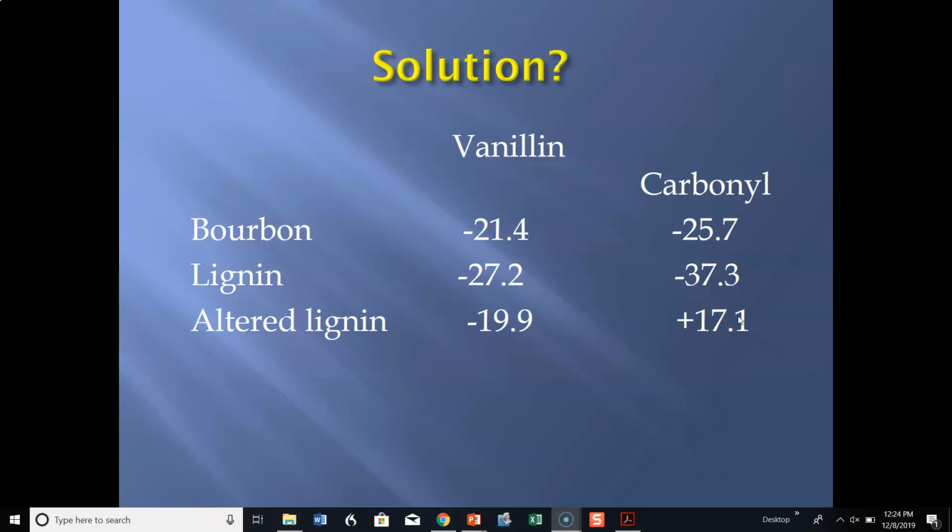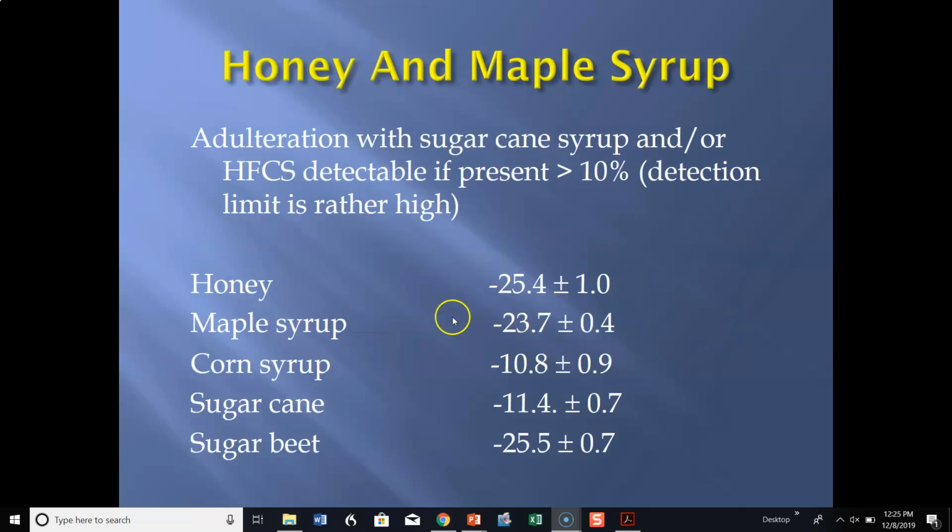So basically, by monitoring the carbonyl, you can tell whether the vanillin came from a vanilla plant or if it came from lignin, which was then chemically modified to add this carbon-13 group onto that top group. We use carbon-13 ratios to look at adulteration in other materials like honey and maple syrup. Two very high-value products.